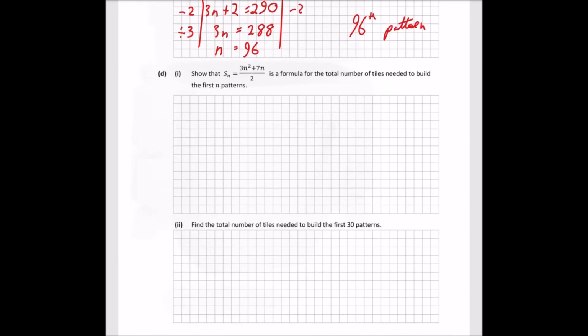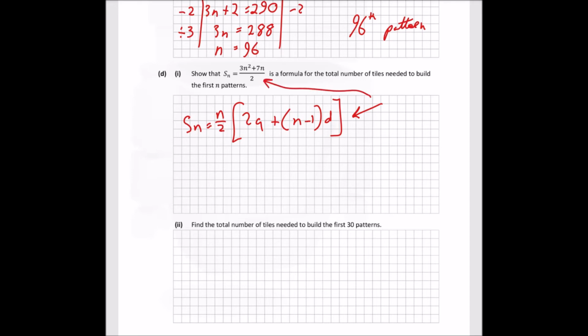Next one. Show that Sn equals 3n squared plus 7n plus 2 is the formula for the total number of tiles needed to build the first n patterns. Okay, so we're looking at the Sn formula. So, Sn equals n over 2, times 2a plus n minus 1 d. I get this from the logbook, because that's the formula for the sum of the first however many patterns, and I need that to look like that.